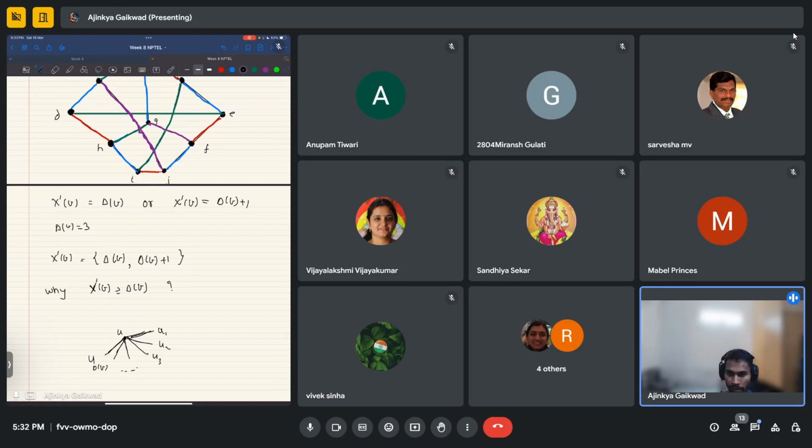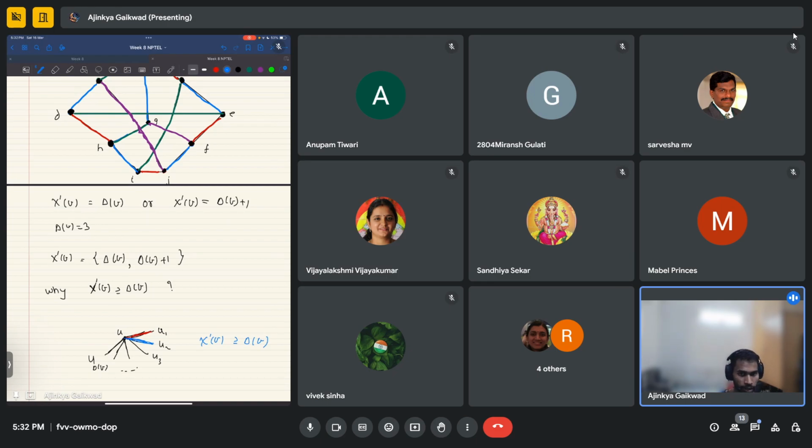So the simple observation suggests that since u is a common vertex to all these edges, they must be colored with distinct colors, right? So if I use red color here like this, clearly I cannot color u2 with the red color. So I need to use some different color. So let's say I use blue. Now when I'm coloring u3, clearly I cannot use red or blue because of the first two edges. So the observation is that chi prime of G is always greater than or equal to delta G, right?